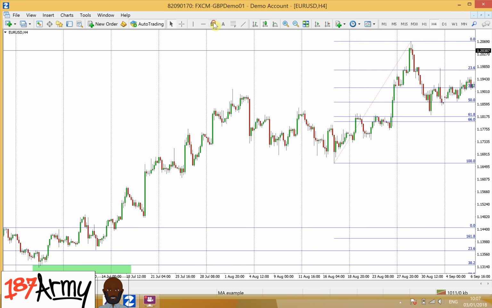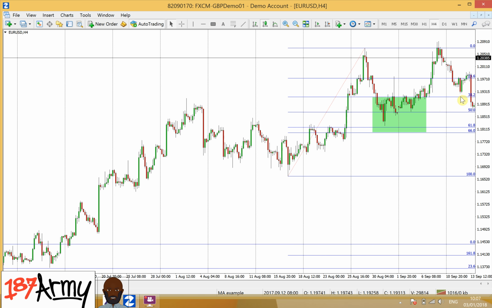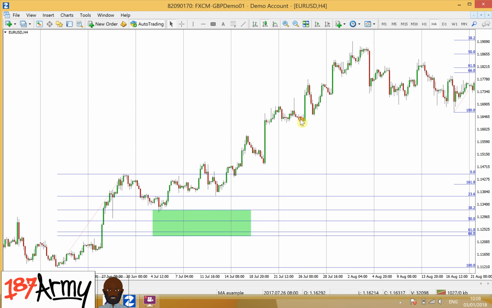So then you'd mark out your area, and you'd say once price enters this key area, which is between the 38.2 level and the 66.0 level, I will look for signs of bullish candlestick formation. And here you can see how on this candle here, this large green candle, it's a bullish engulfing candle, and as you can see, if you bought, price then made a new high, so you could have got this profit here. So let me show you on this one.